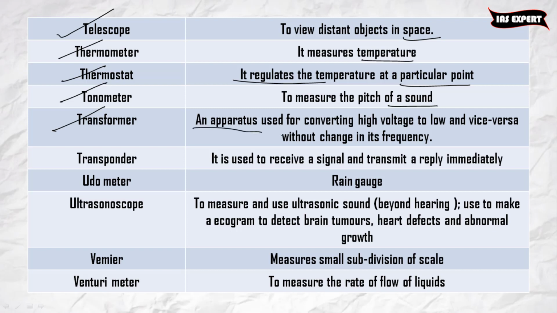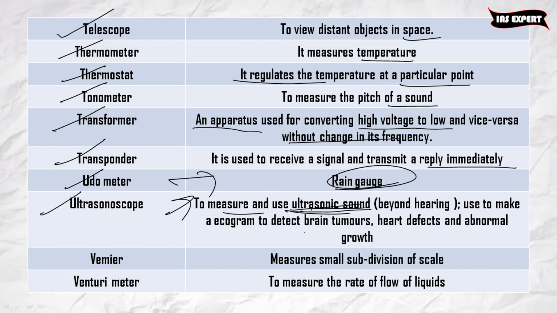Transformer, an apparatus used for converting high voltage to low voltage and vice versa without changing its frequency. Transponder, it is used to receive a signal and transmit a reply immediately. Odometer, it is a rain gauge. Ultrasonoscope, an instrument which uses ultrasonic sound and used as echogram to detect brain tumors, heart defects and abnormal growths.